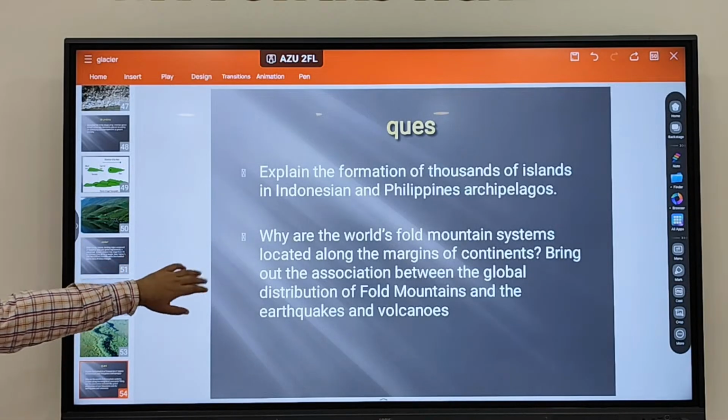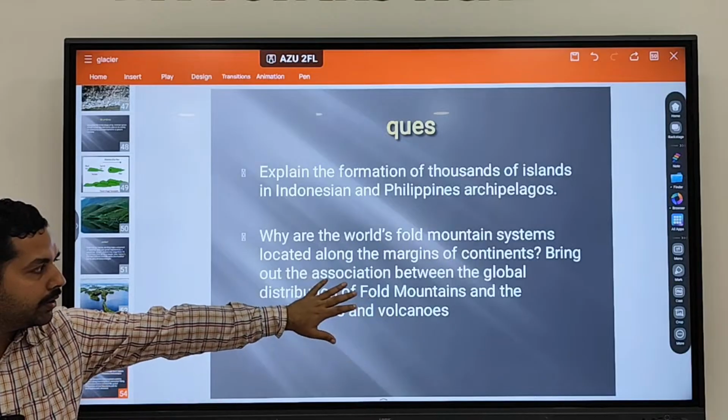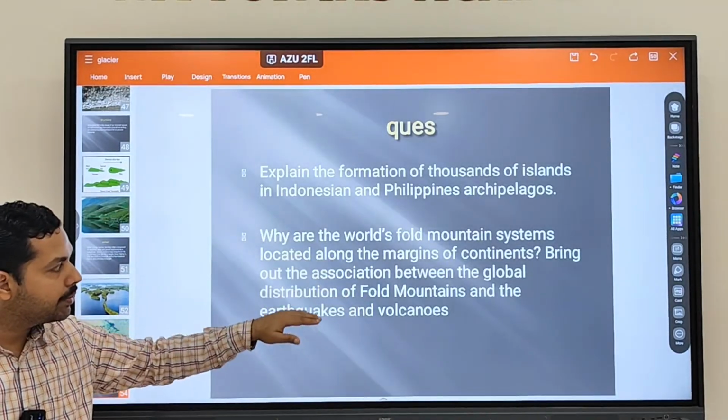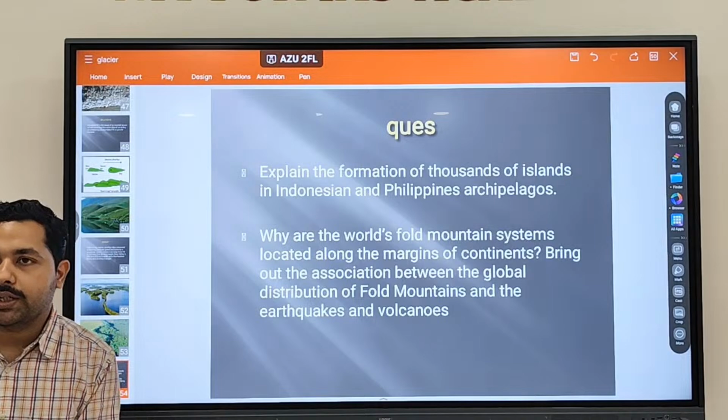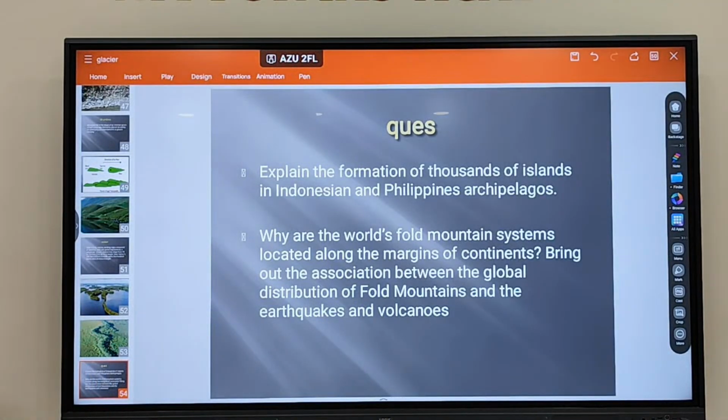So till now we have discussed the concept of fold. We have discussed the fold mountain concept, but earthquake and volcanic eruption we'll discuss with the plate tectonics part. These two questions have been asked previously in examinations: explain the formation of thousands of islands, and how fold mountains are creating earthquake and volcanic eruption. These questions are related to the plate tectonics part. Tomorrow we'll start with the concept of plate tectonics, then we'll discuss these questions. Clear?